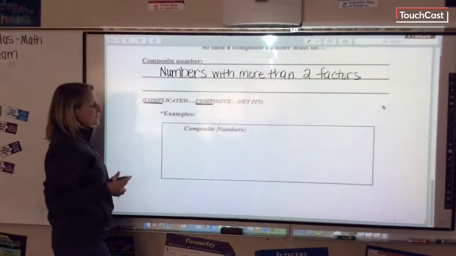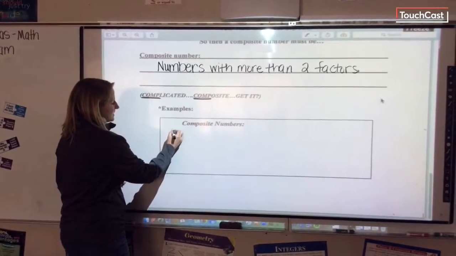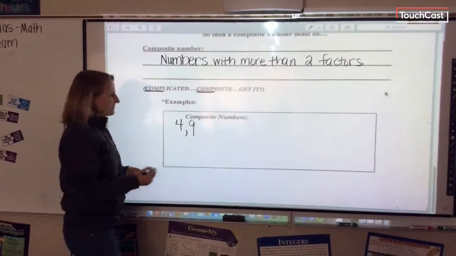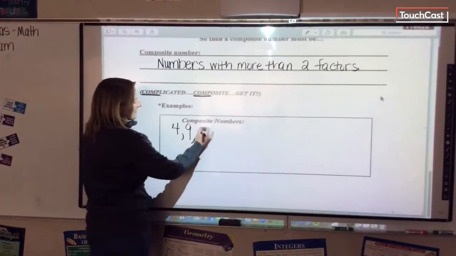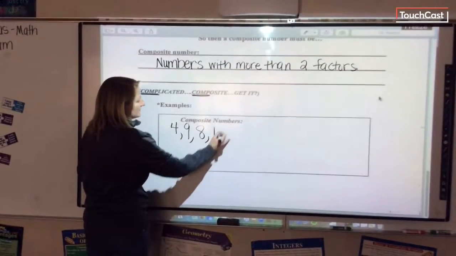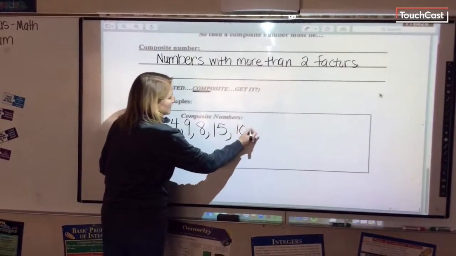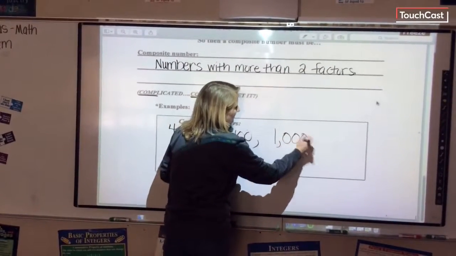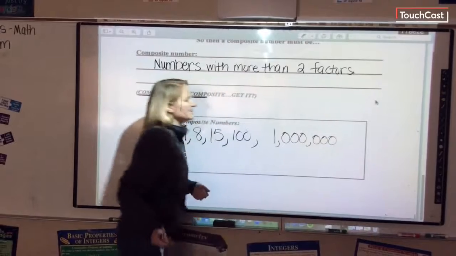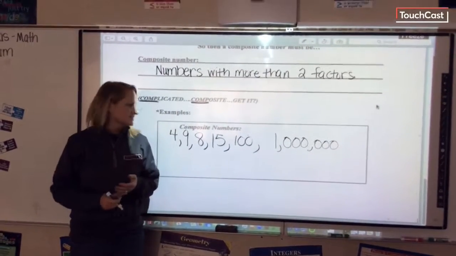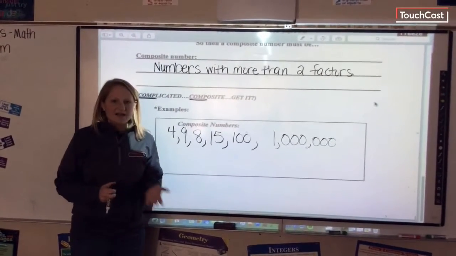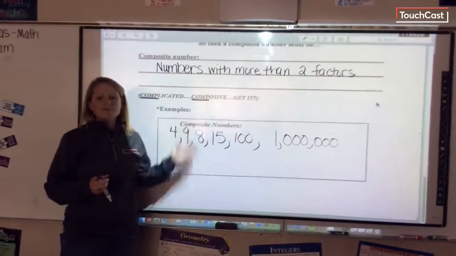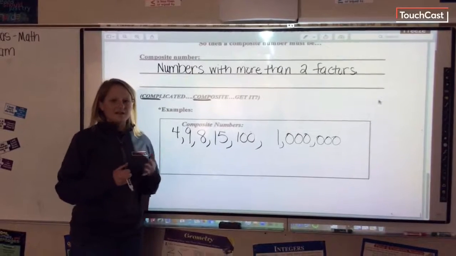So a few examples of composite numbers would be, let's see, 4. We already talked about 9 is composite, even though it's odd. 8, 15, 100, even something like 1 million would have to be composite because we know that 10 would have to go into it, 5 would have to go into it, and 2 would have to go into it. So these are all examples of composite numbers. Again, there would be an infinite list.